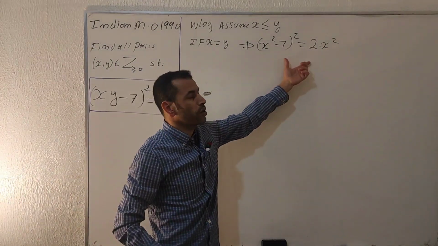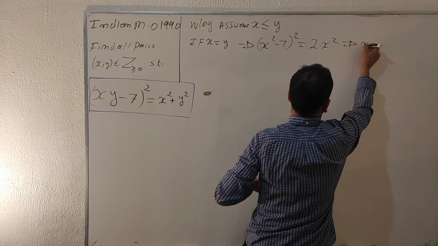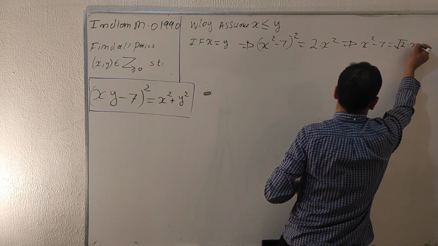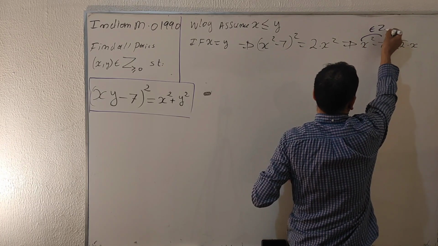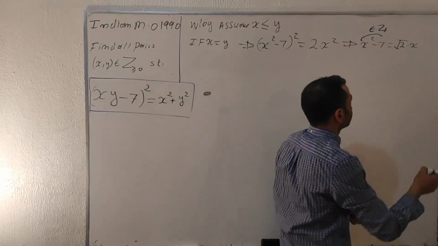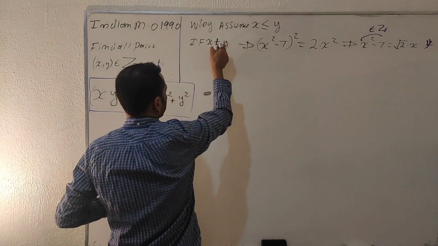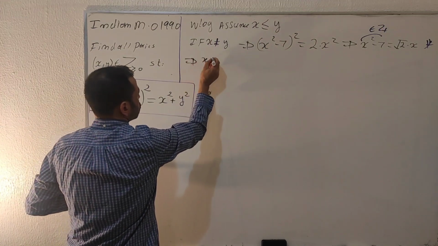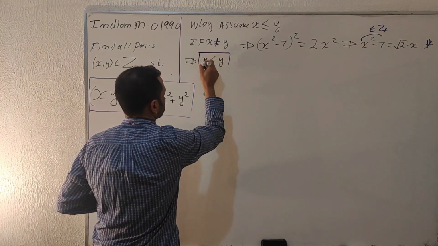Since both terms are positive, I'm going to apply the square root on both sides, which means I get x^2 - 7 = √2 x. So if you take a look at this term, this is a positive integer, but the right hand side of this equation is not an integer, which is a contradiction. Which means x does not equal y, x is different than y. So x is strictly less than y. I'm going to save this one for later.